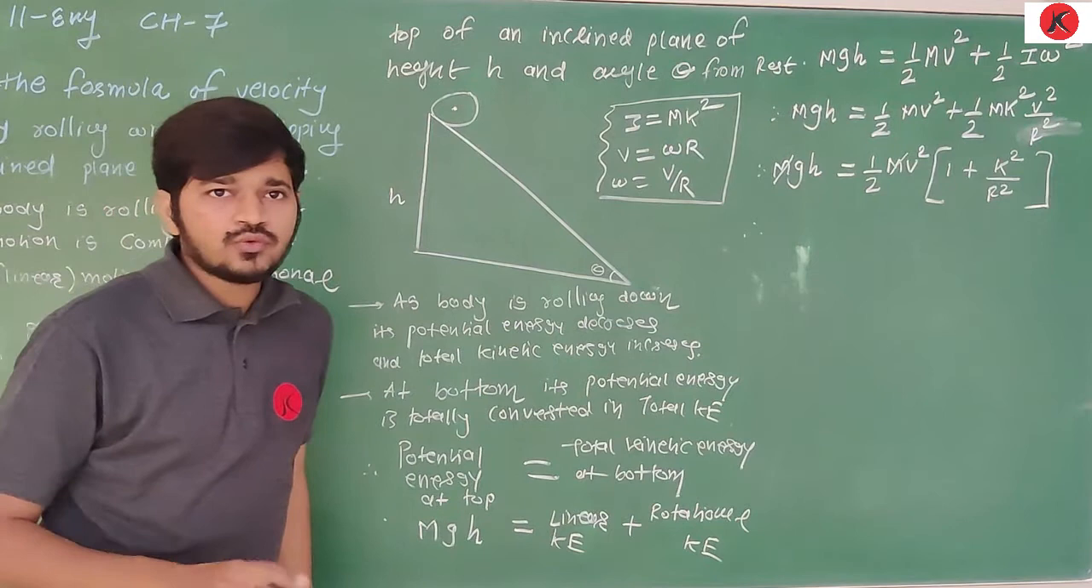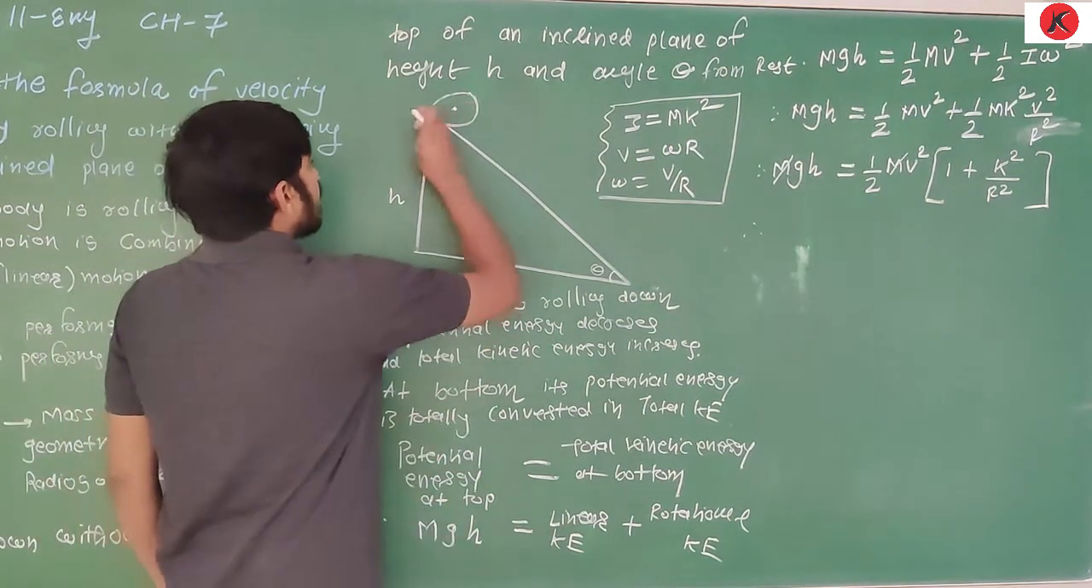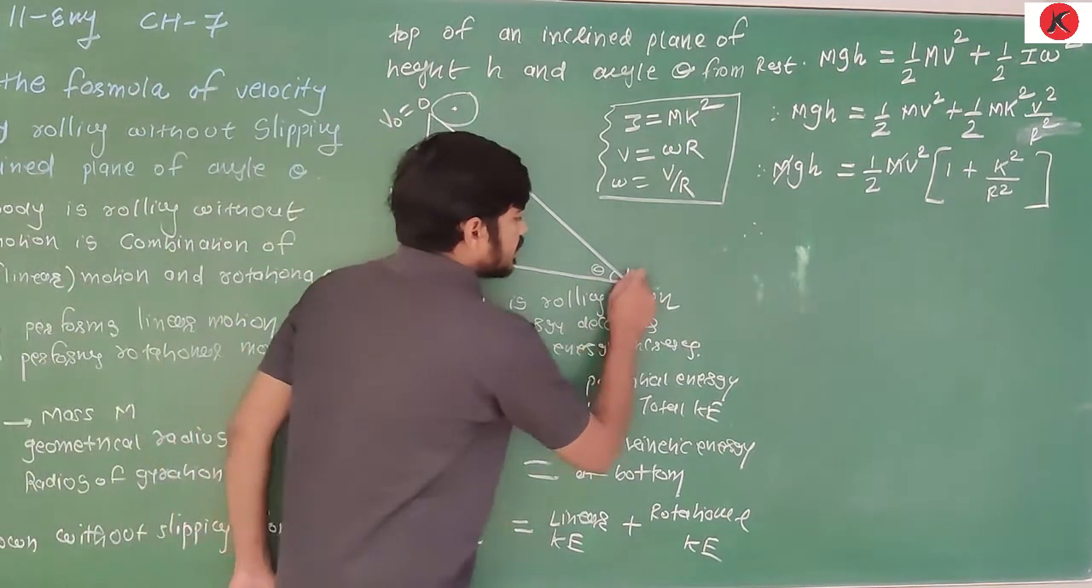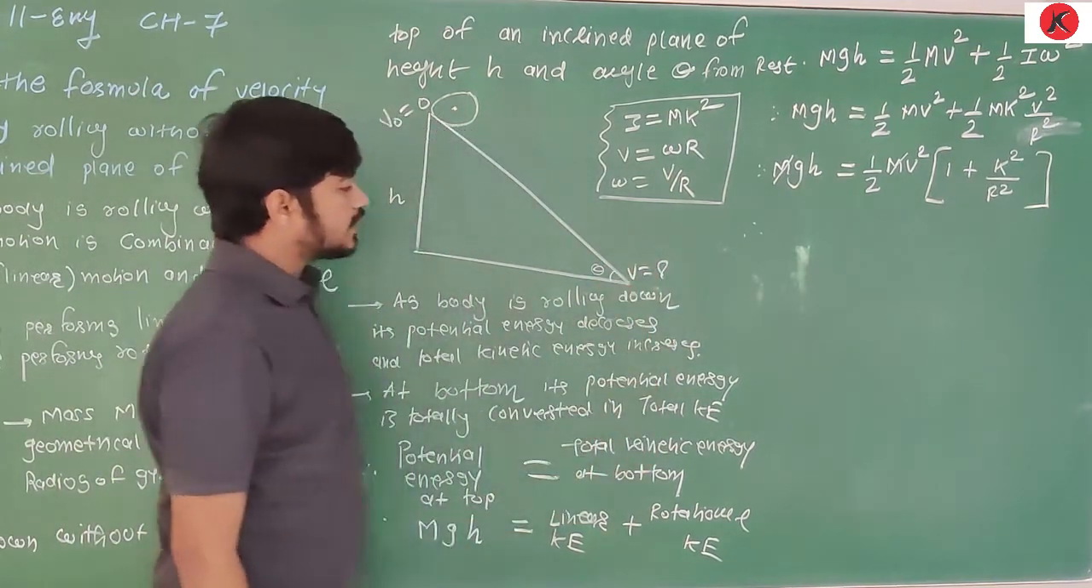Okay. You have to find the equation of velocity. Here at this point, velocity is 0 because it starts from rest. Here at the bottom, what is the velocity? That is your question.